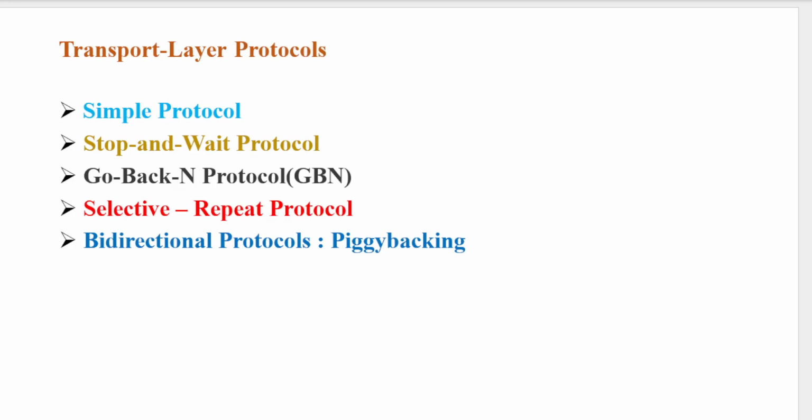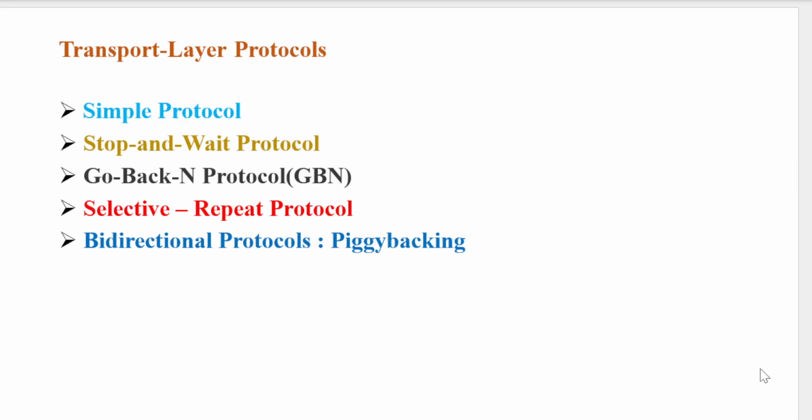So today we're discussing transport layer protocols. That means what are the different ways in which the sender can send data to the receiver. We have five different protocols here: simple, stop and wait, go back and selective repeat, and bidirectional, also called piggybacking. We're going to discuss these protocols in detail.